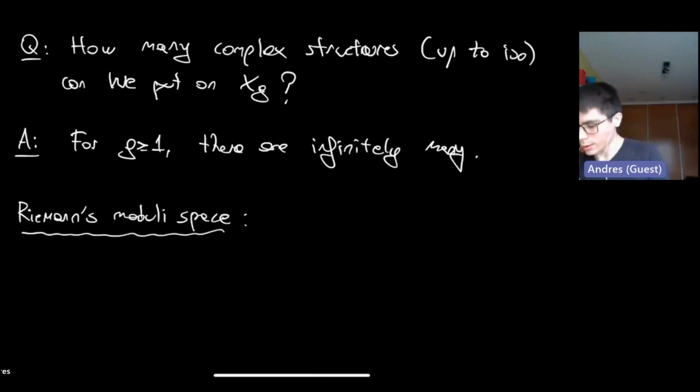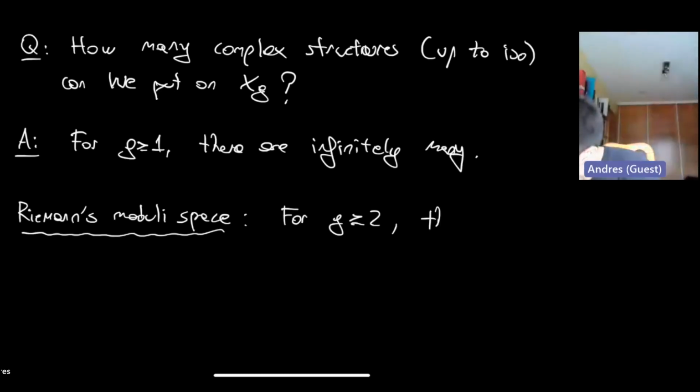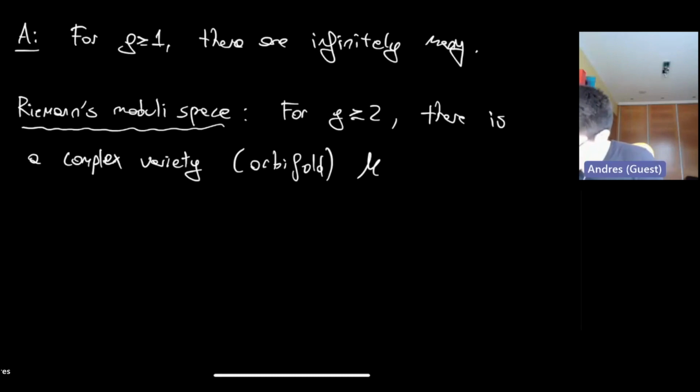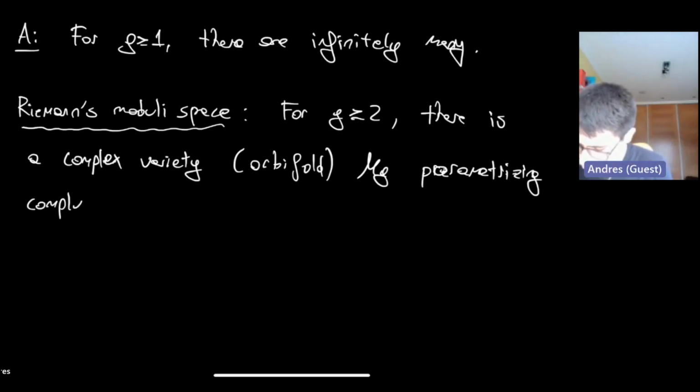I'm not going to do any markings today. So let me just say for g bigger than or equal to 2, there is a complex variety, in fact an orbifold, M_g, and it classifies, let's say parametrizing, complex structures on X_g up to isomorphism.